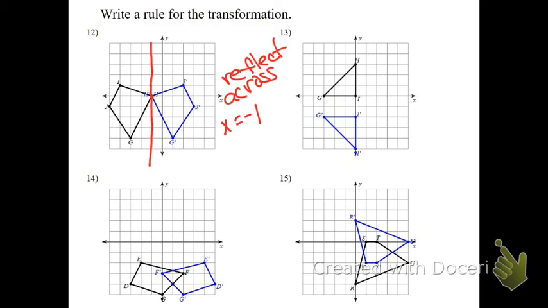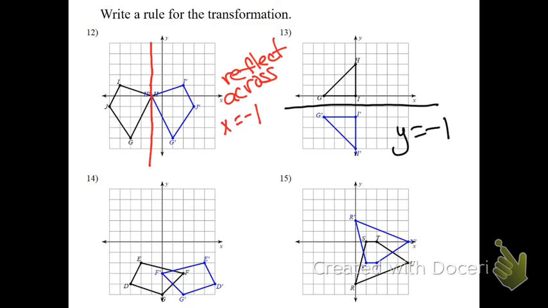Okay, can you visualize number 13? Halfway between those two shapes, I think that one's pretty straightforward, would be this line. What is the equation of that line? It goes through the y-axis at -1. So you'd have to write reflect across y equals -1.